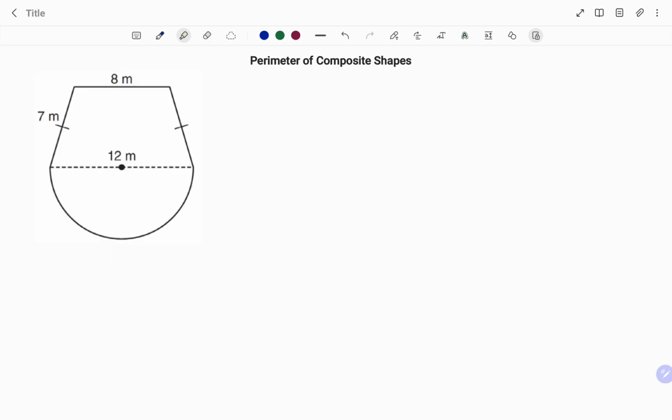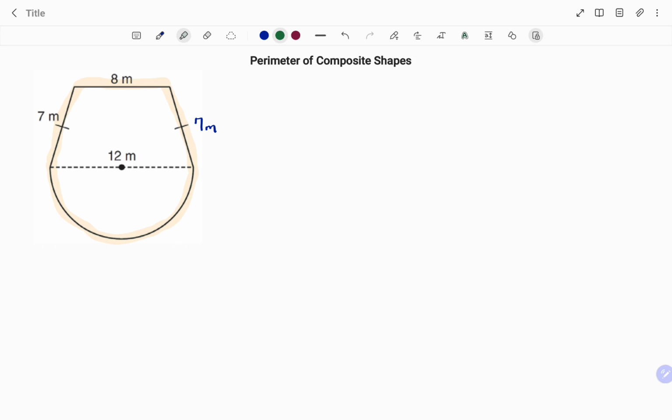In the first example, we are to find the perimeter of the following composite shape. The shape is made up of a trapezium and a semicircle. The perimeter of any shape is the total distance round the outside of the shape, as highlighted. We know that the other slanting side of the trapezium is 7 meters.